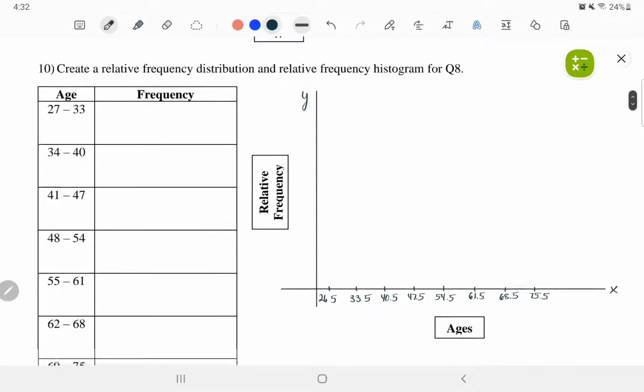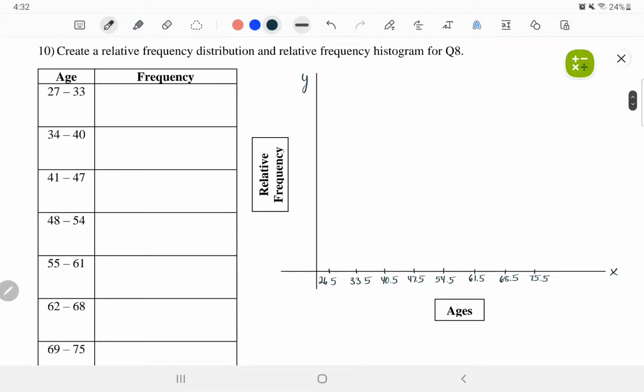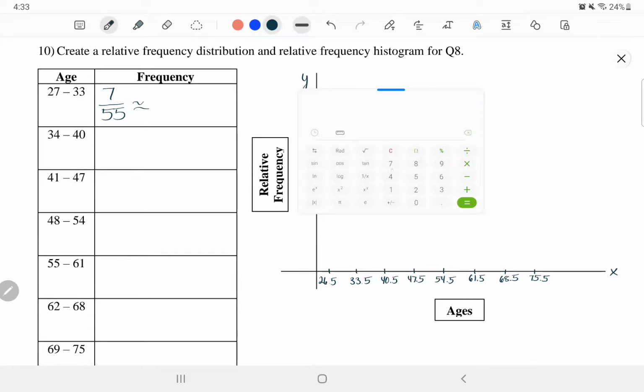So to find the first relative frequency, the class frequency for 27 to 33 was 7 divided by the total of 55. Let's divide that and round to two numbers after the decimal. That is approximately 0.13.